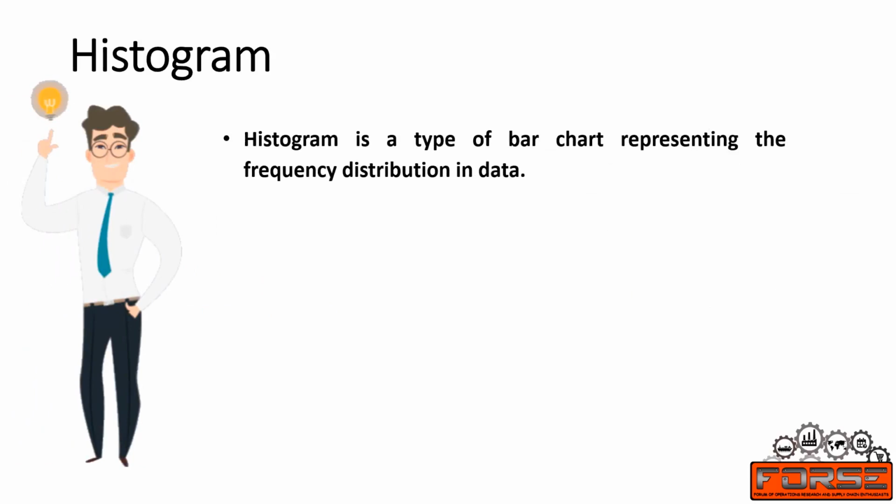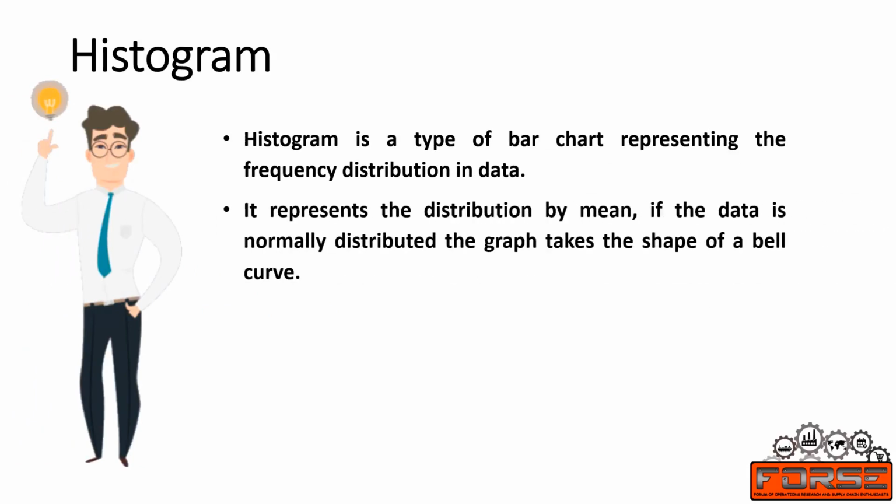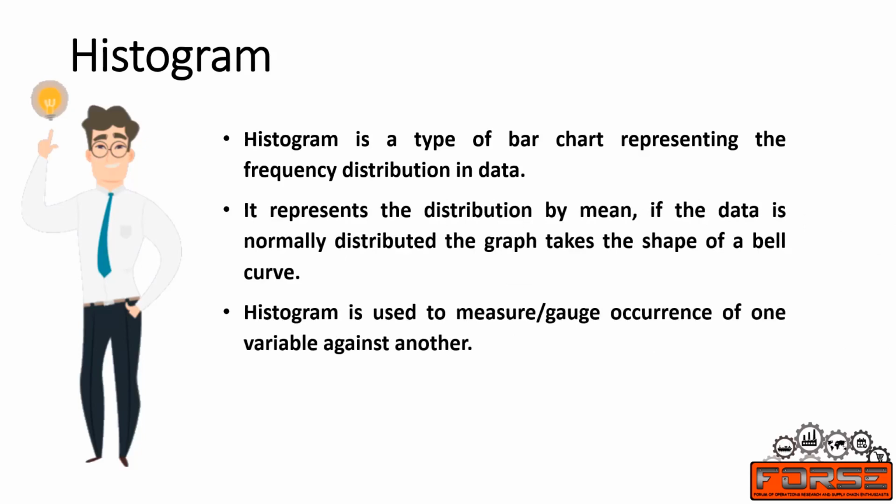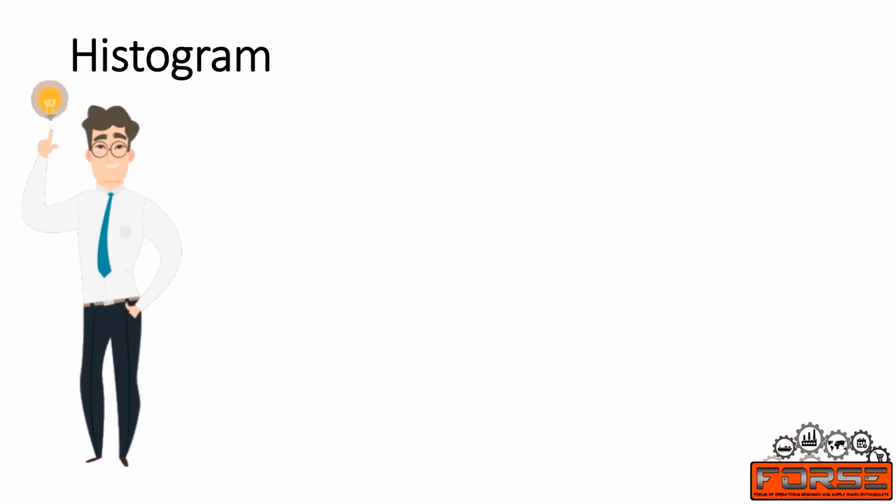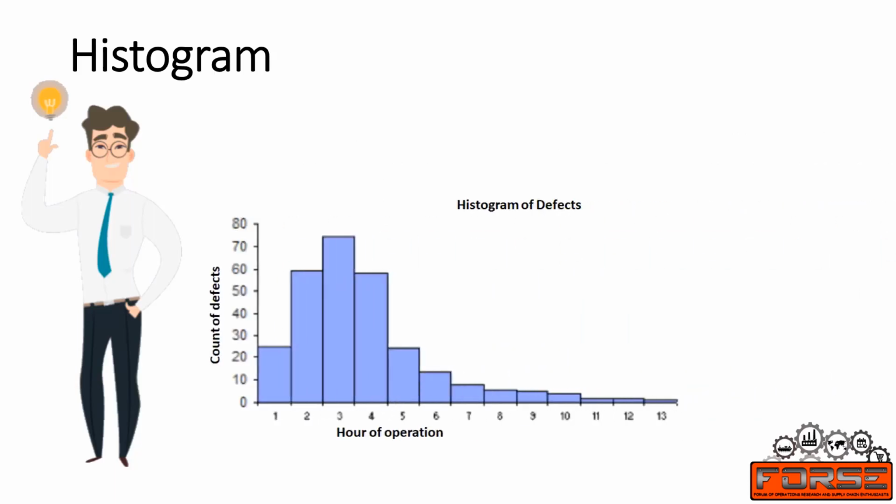Histogram is a type of bar chart representing the frequency distribution in data. It represents the distribution by mean. If the data is normally distributed, the graph takes the shape of a bell curve. Histogram is used to measure or gauge occurrence of one variable against another. Always, it should be 2 variables. The y-axis shows the number of defects, variant, and the x-axis shows the frequency of occurrence of the variance.